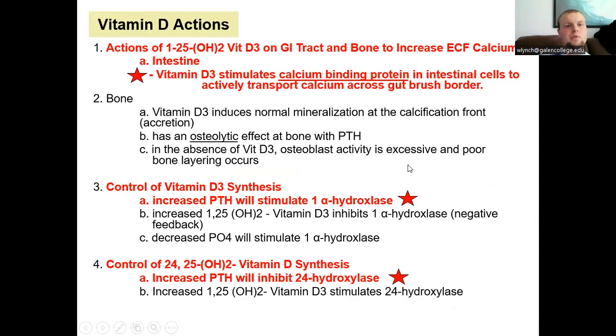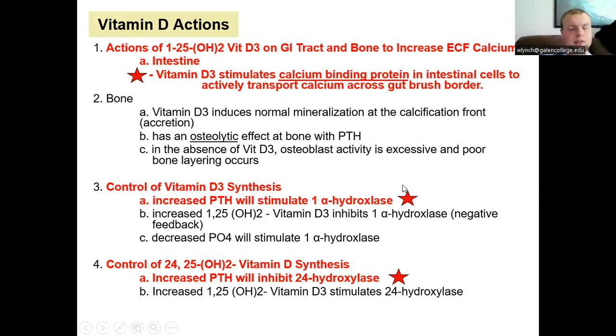All right, actions of D3. It's going to stimulate calcium binding protein in the intestinal cells, so we increase the absorption of calcium in the intestine. It's going to work in the bone. It's inducing mineralization and calcification. It has an osteolytic effect with PTH.